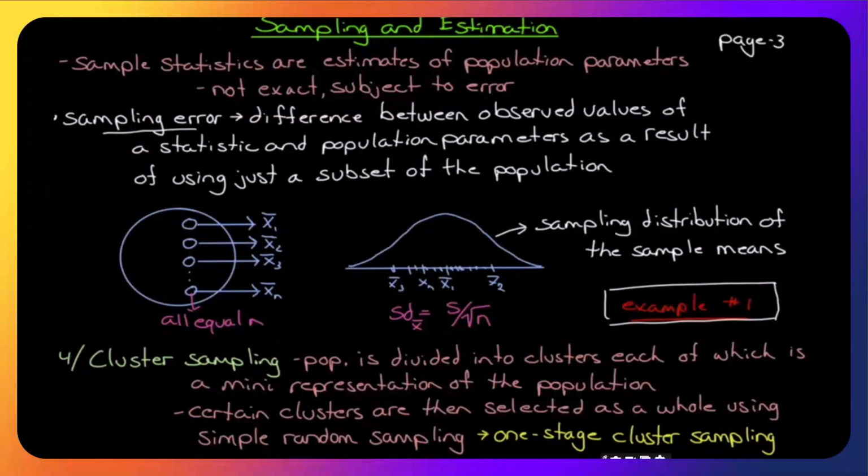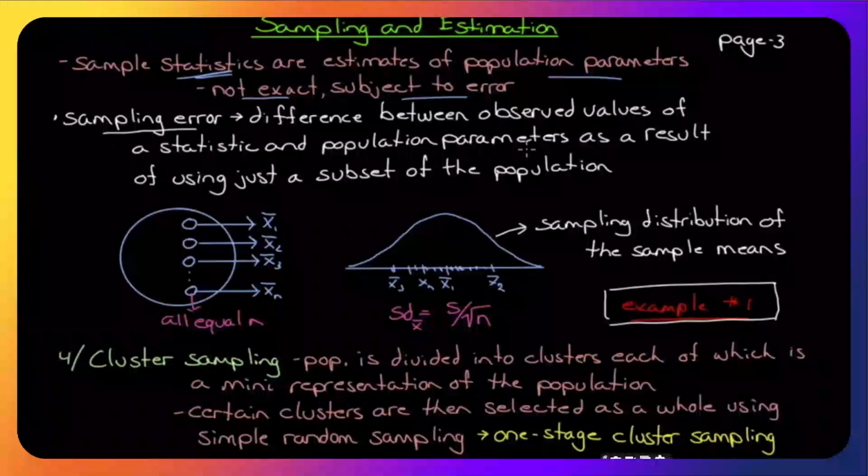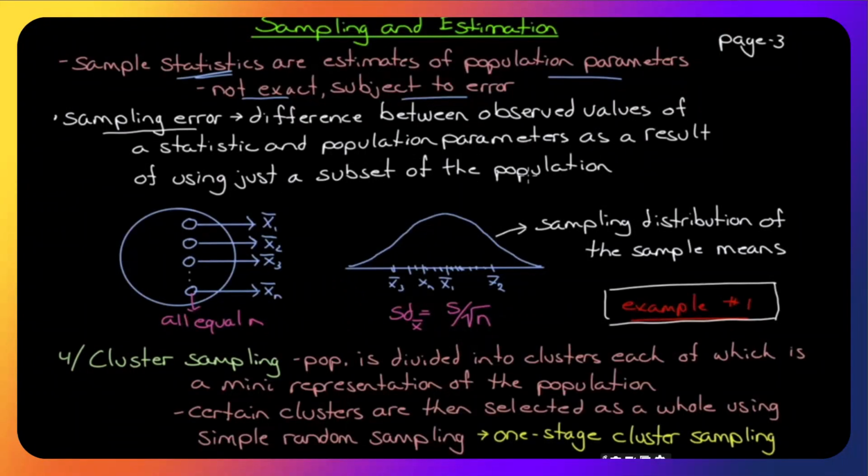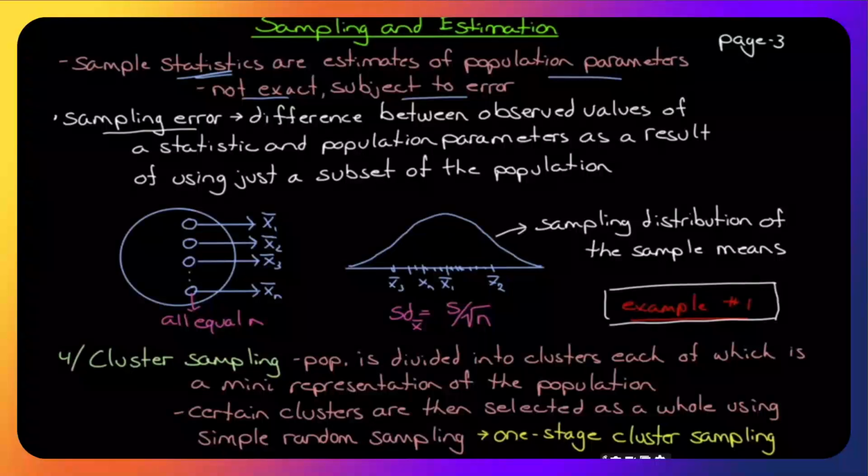Now that we've seen a number of sampling techniques, let's remind ourselves: sample statistics are estimates of population parameters. They are not exact, and they are subject to error. And that error is called a sampling error. A definition of sampling error is the difference between the observed values of a statistic and a population parameter as a result of using just a subset of the population.